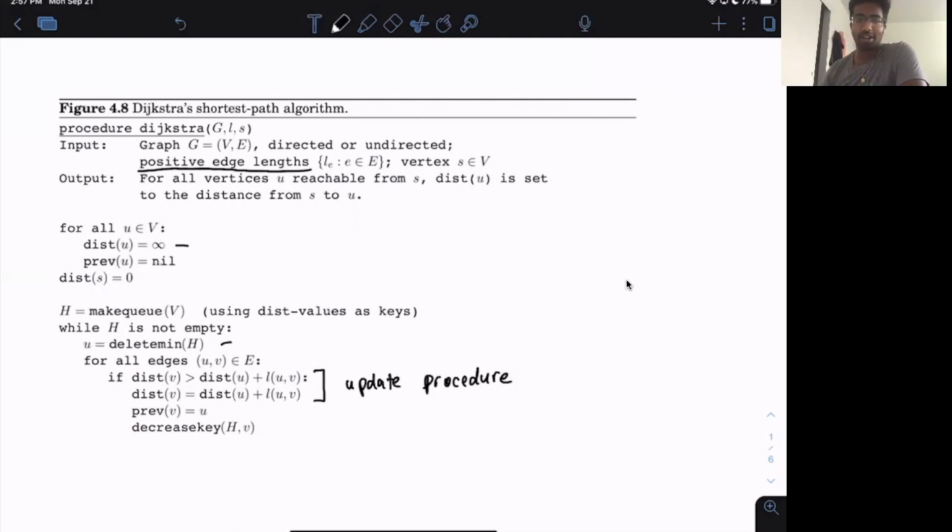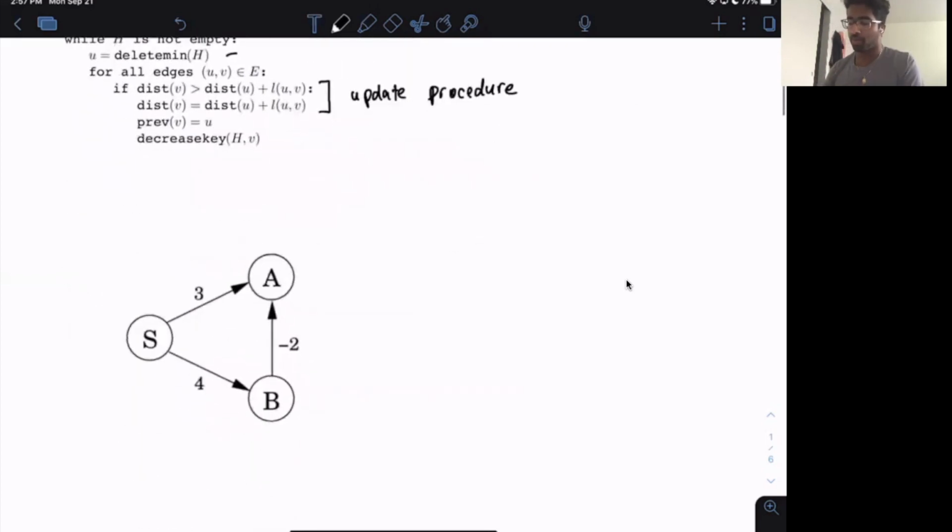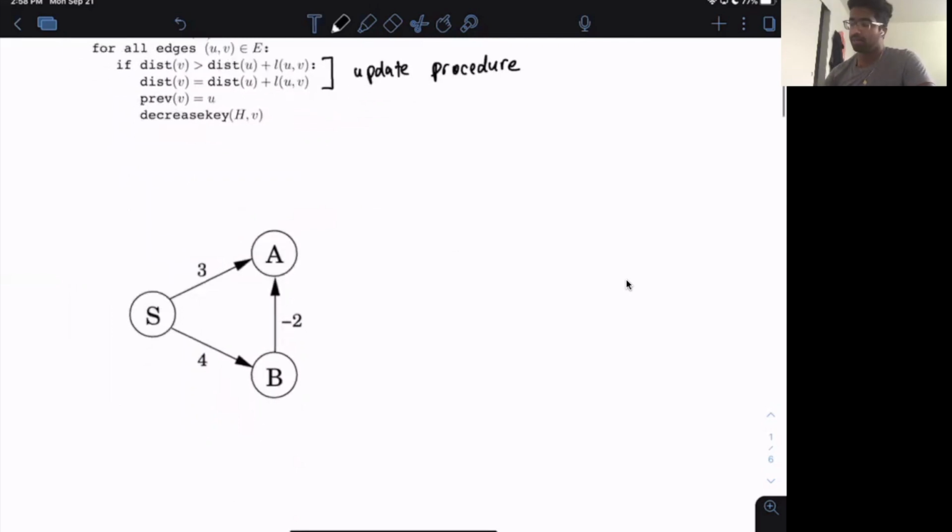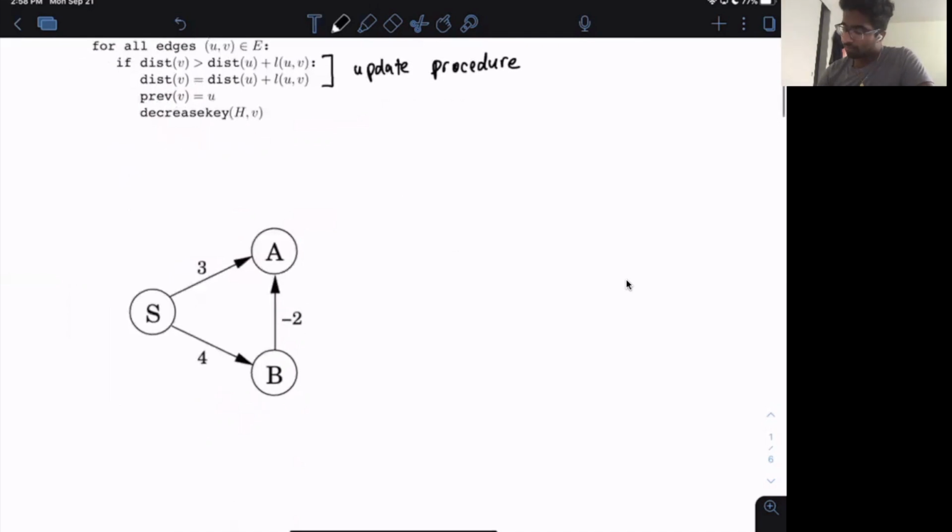First of all, in graphs with negative edges, will Dijkstra's work? Will Dijkstra's not work? We're going to have to explore that, right? If we look at this example where S is our start node, and let's say we run Dijkstra's on this, what's going to happen? In our priority queue, we'll first input S with distance 0, because that's our start node, A with distance infinity, and B with distance infinity.